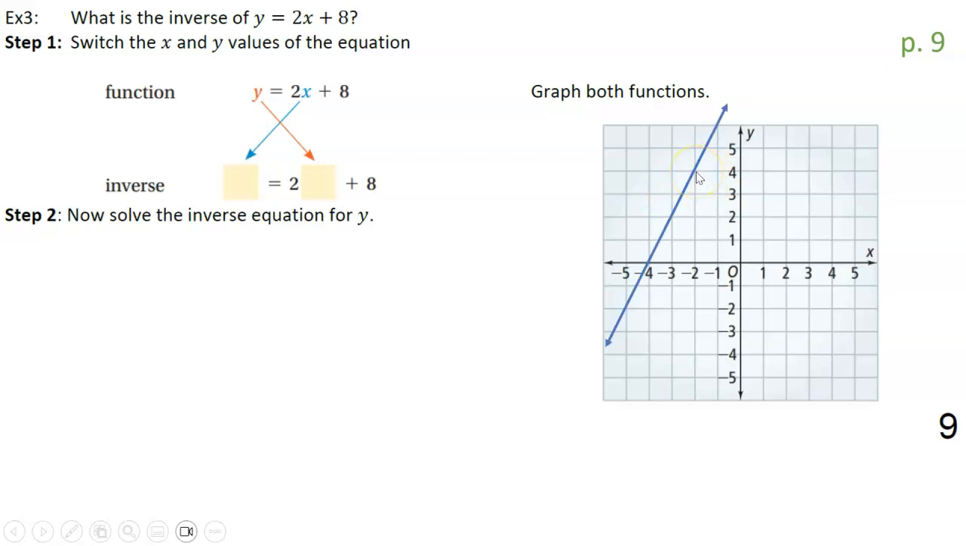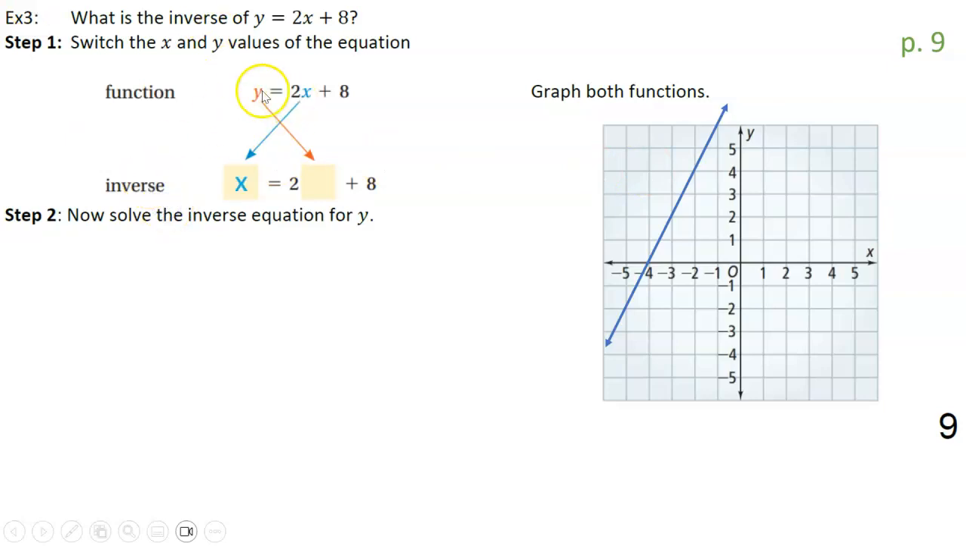So you could do that. Otherwise, you could just plug in a point. Like if you plug in when x is negative 2, 2 times negative 2, negative 4 plus 8 is 4, so (negative 2, 4). So somehow graph that first equation. Okay, so let's go ahead and find the inverse. So how do we find the inverse equation?